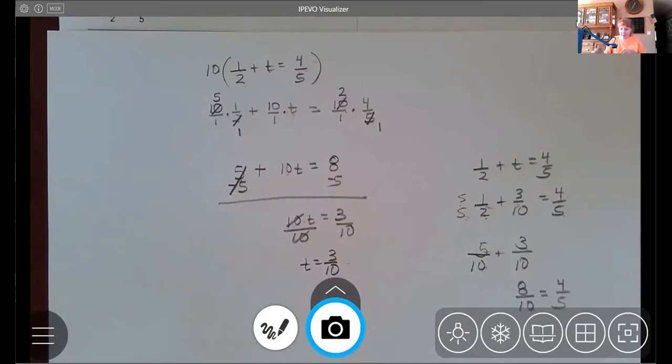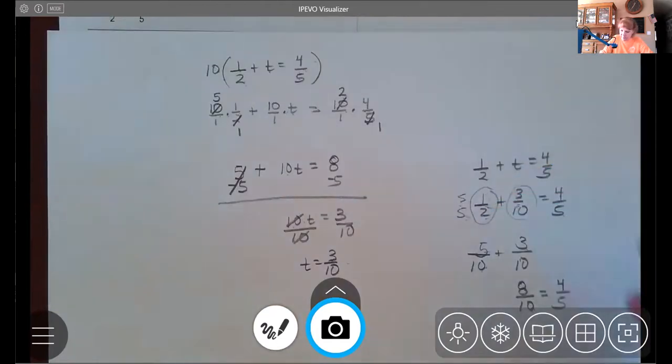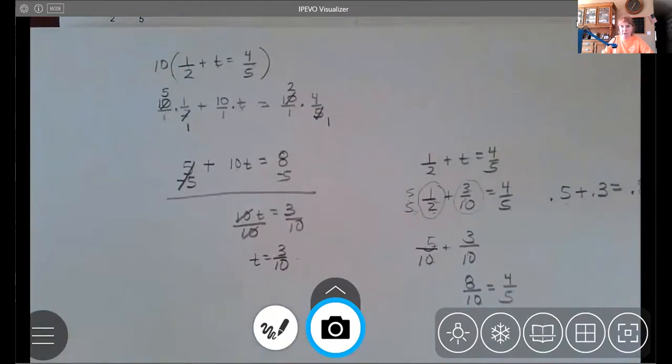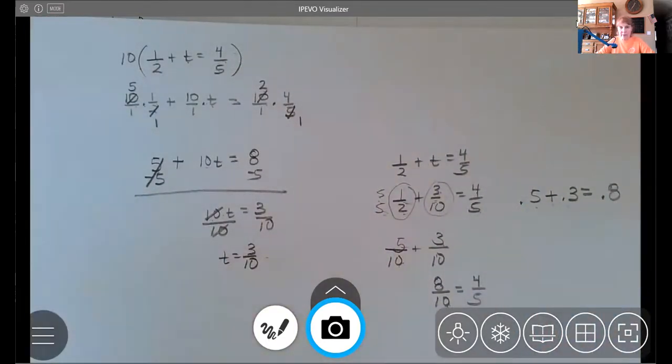All right. Another way you can check this on the calculator is 1/2 is 0.5. 3/10 is 0.3. Take 1 divided by 2. 3 divided by 10. 4 divided by 5. 0.5 plus 0.3 is 0.8. Whoa, sorry, I couldn't see that. 0.5 plus 0.3 is 0.8. So you can change them to decimals to check it as well.